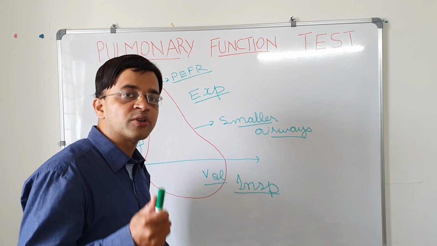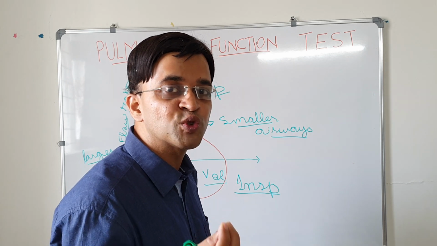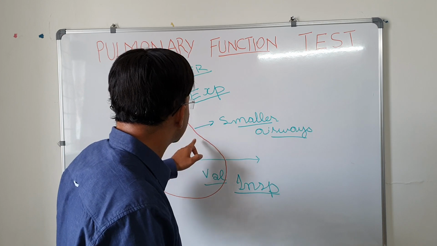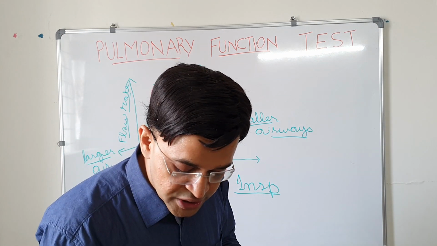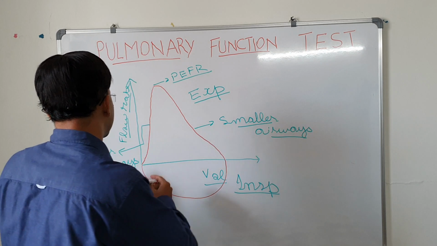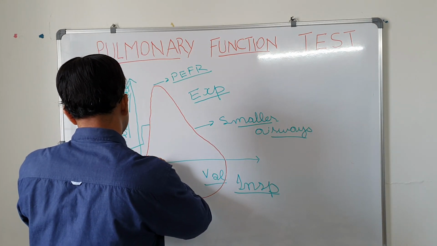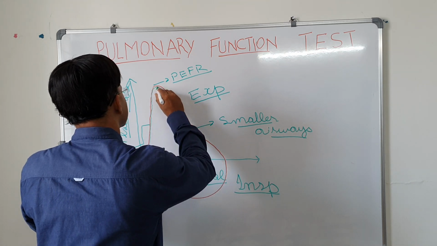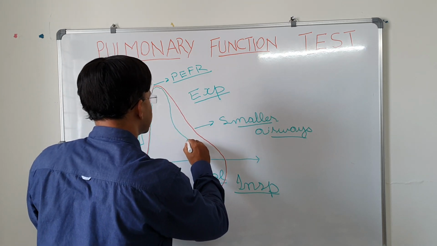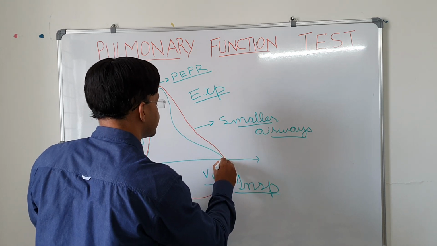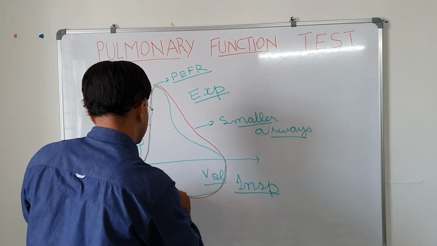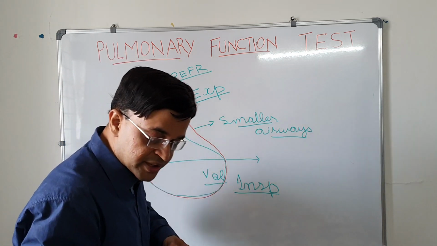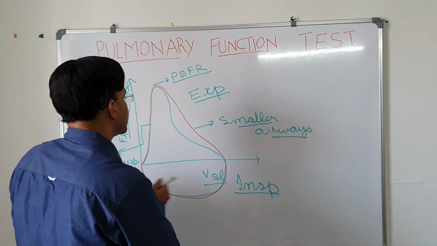In asthma, we are having the problem in bronchioles, smooth muscles. So basically we are going to have problem in the graph related to smaller airways. So what we are going to get in cases of asthma is basically a graph coving. This thing is called coving. So the problem in smaller airways, we are going to see coving.